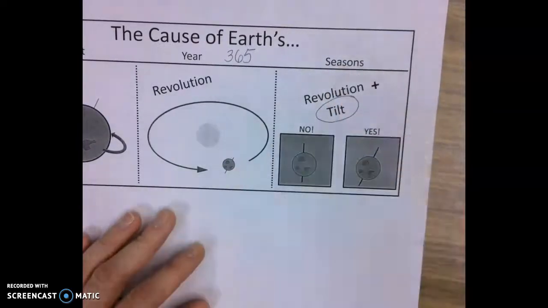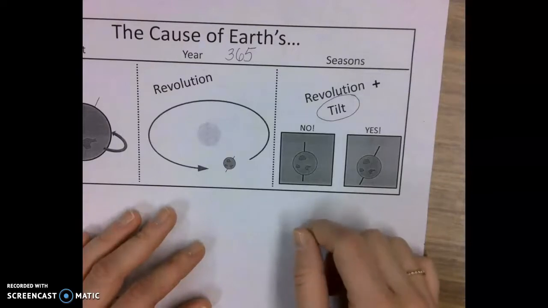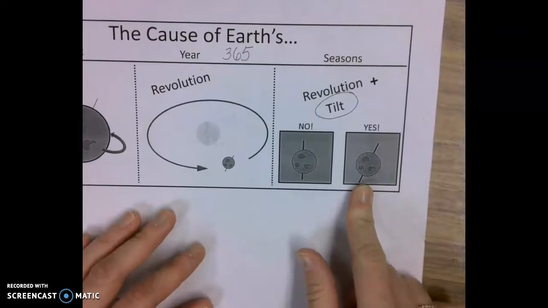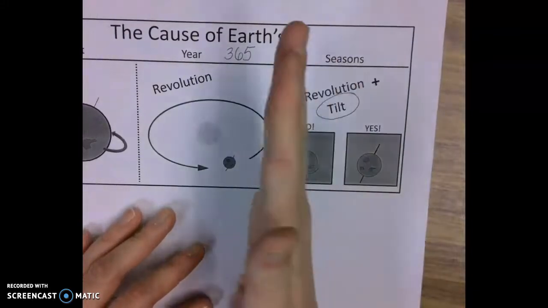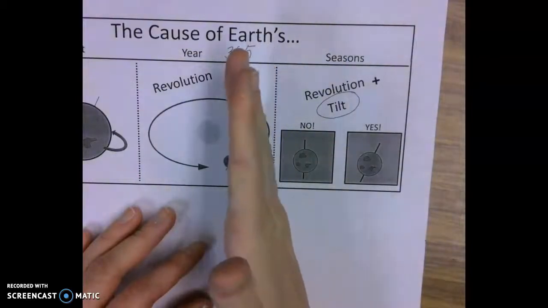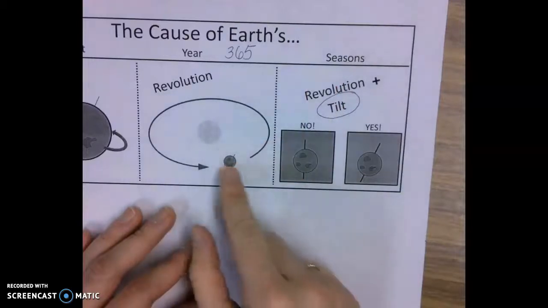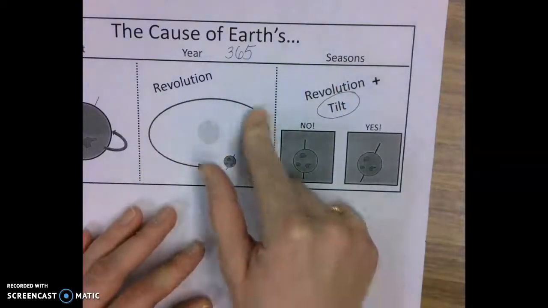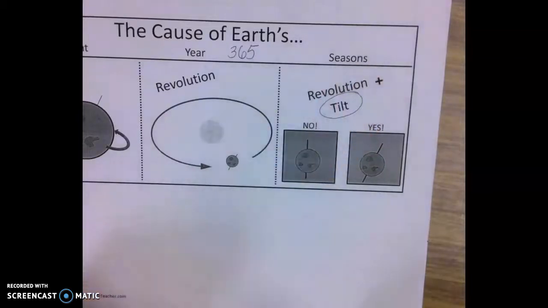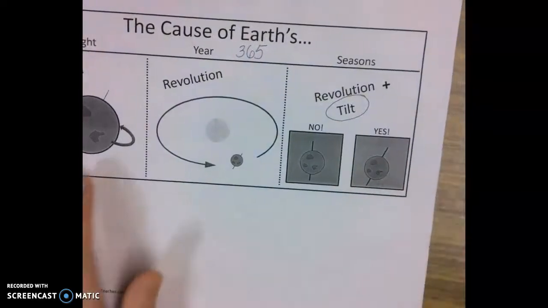The reason why we have seasons is not because of the sun. Lots of people think that. It's not the sun. It's the tilt. Okay? So the Earth is not like this. See how this picture says no? That's not how the Earth is. The Earth is tilted. And the revolution, where it is in the revolution, and the tilt are what make the seasons. So just remember that word tilt.